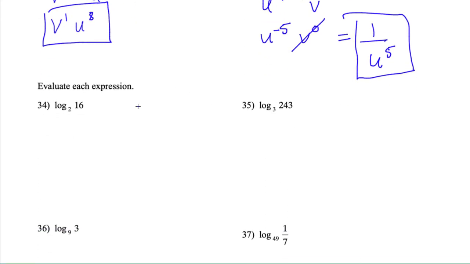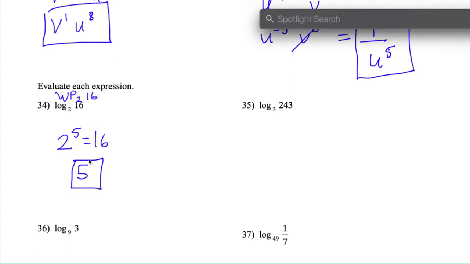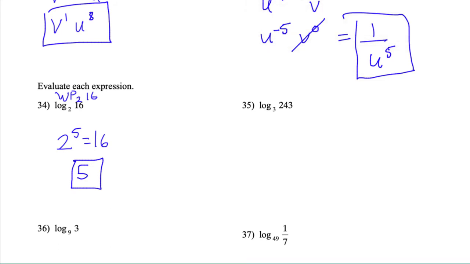On to evaluating logarithms. This is asking what power, right? What power does 2 need to be raised to get to 16? 2 to what power is 16? Well, 2 to the power of 5 is equal to 16, so the answer here is 5. And if you check that, 2 to the power of 5 is the only thing you need to check. Oh, I messed it up. It's 2 to the power of 4. Let's come back here. 2 to the power of 4 is equal to 16, so the answer is 4.